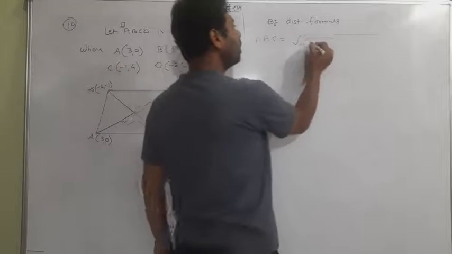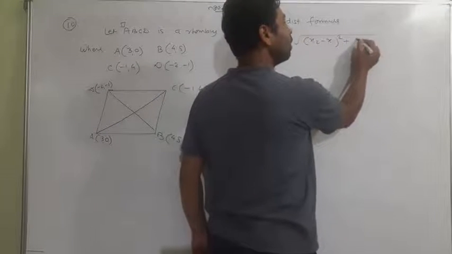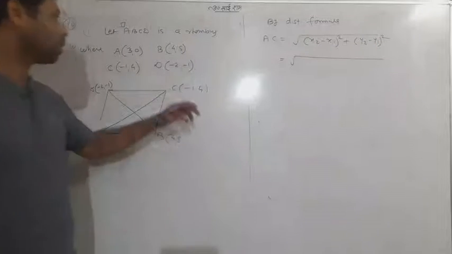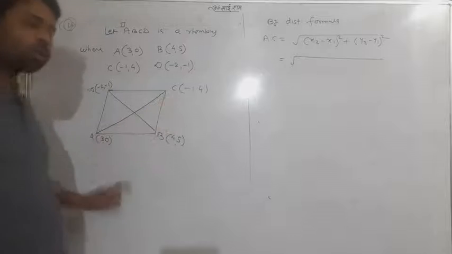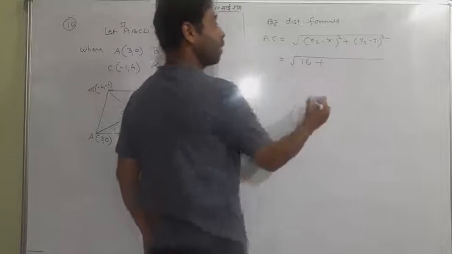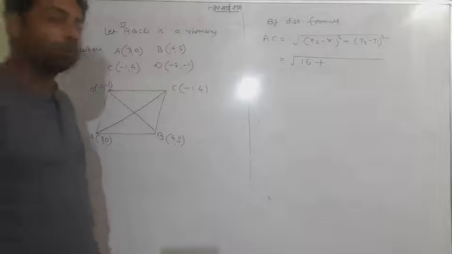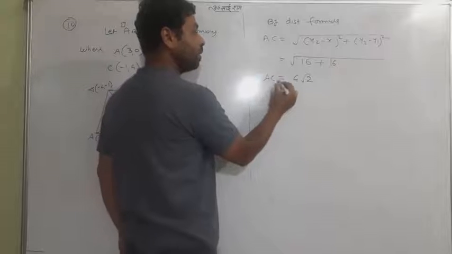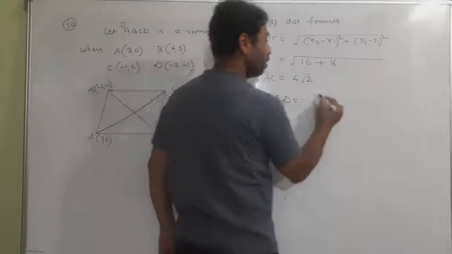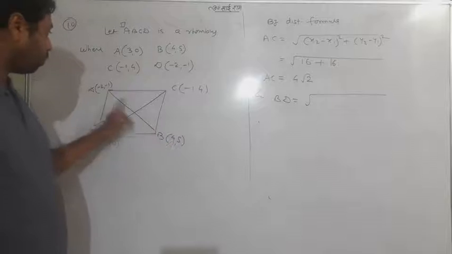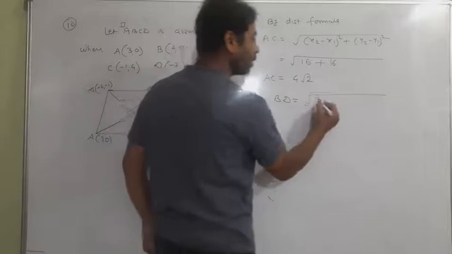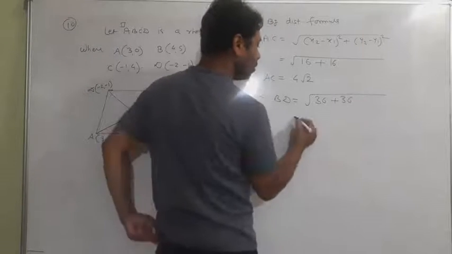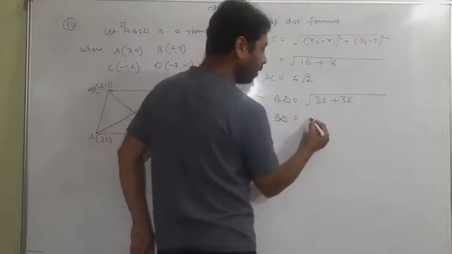You know the distance formula? This is the square root of (x2 minus x1) squared plus (y2 minus y1) squared. So use it: minus 1 minus 3, minus 4 square, and 4 minus 0, 4 square. The answer is 4 root 2. This is AC, and the second is BD. Use BD: 4 plus 2, 6, 6 are 36, and 5 plus 1, 6, 6 are 36. So one can easily understand it is going to be 6 root 2.